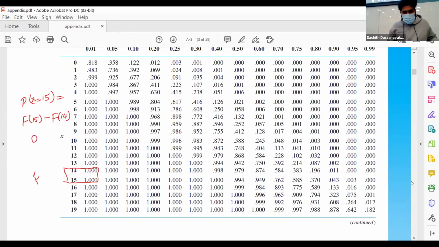Clear? It depends on the values, right? If you check this one, see, it's not 0, right? It depends on these probability values. Clear?